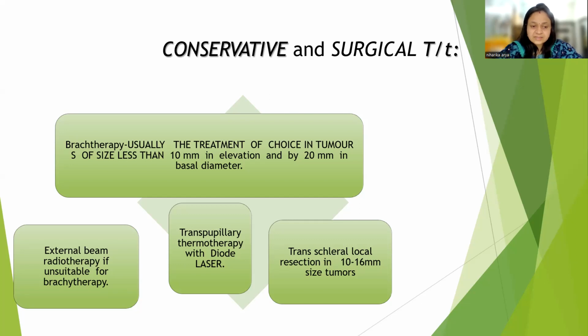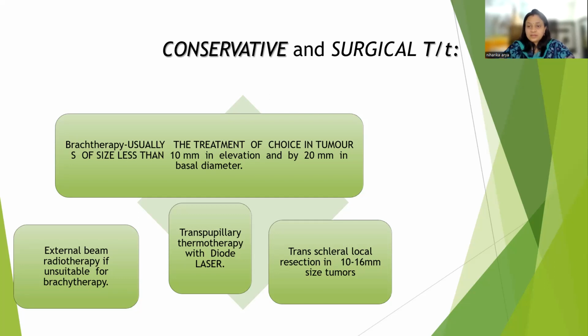Okay, the second is the external beam radiotherapy. If the condition is unsuitable for the brachytherapy, then we have to go with the external beam radiotherapy. Third is the transpupillary thermotherapy with the diode laser, and transscleral local resection in 10 to 16 mm size of the tumor. If the tumor is more than 10 mm in size, then we have to go with the transscleral local resection, that is a focal resection.